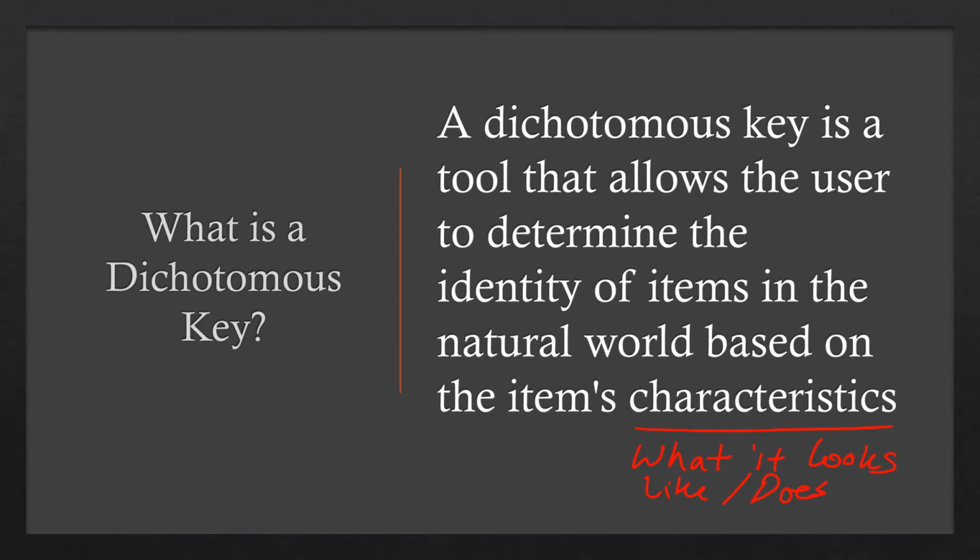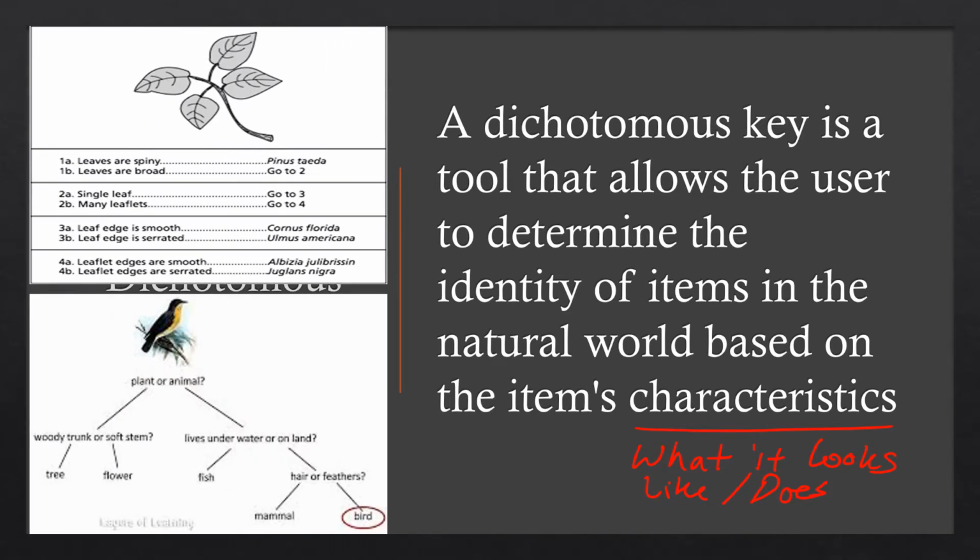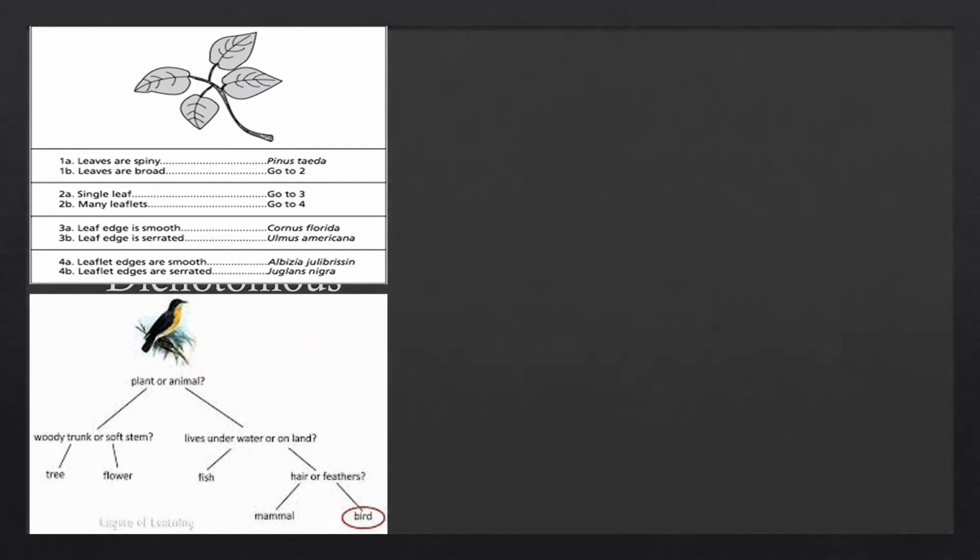And so here are some examples of different kinds of dichotomous keys. So this one is one of the most commonly used, where you have an object and you have a list of possibilities beneath it, but then you also have this type right here.